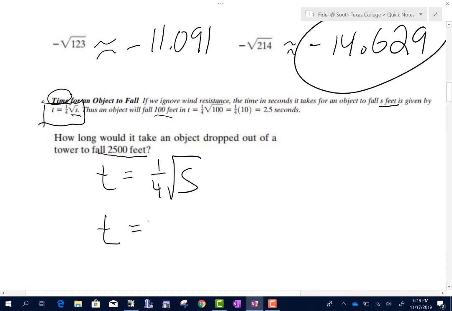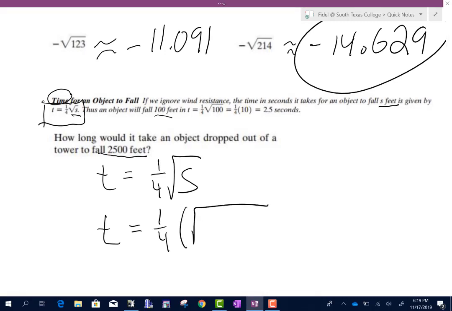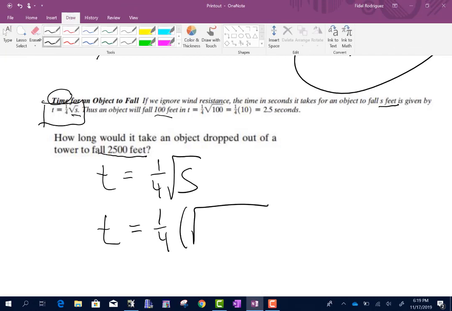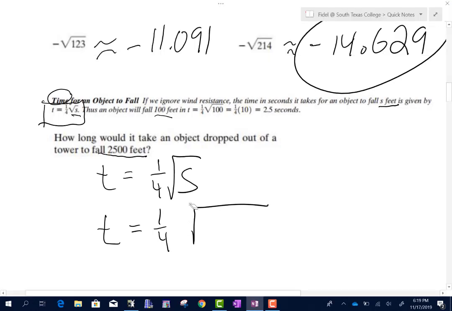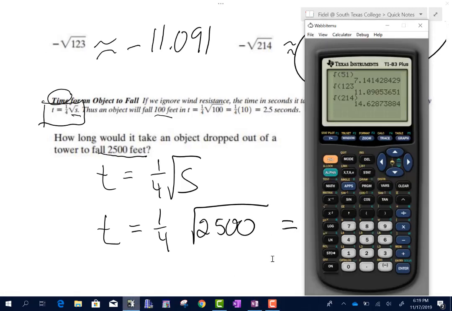Okay, so let's see if we can do this. 1/4 times the square root. I guess I don't really need that parenthesis there, right? Let me get my eraser. Okay, 2,500. All right. So the first thing I'm going to do, I'm going to grab my calculator again. I'm going to take the square root of 2,500. There we go. 50. Okay, so I know the square root of 2,500 is 50.